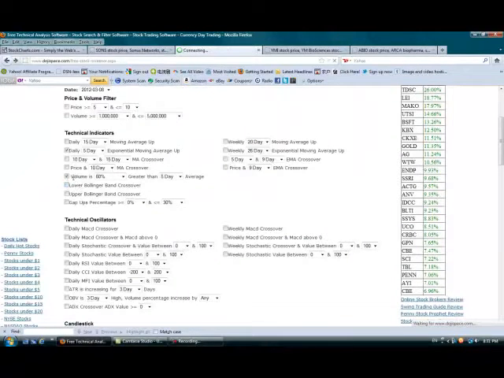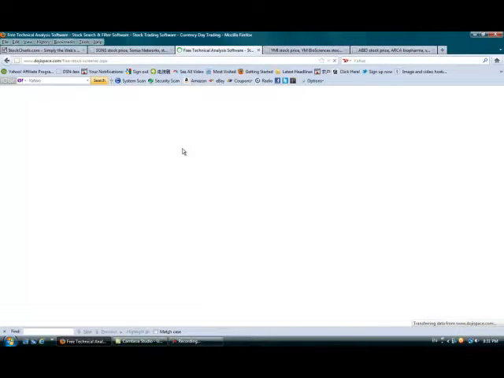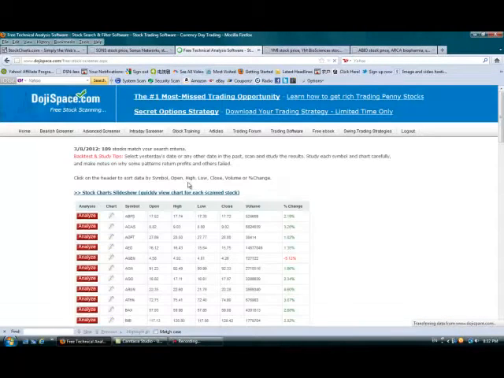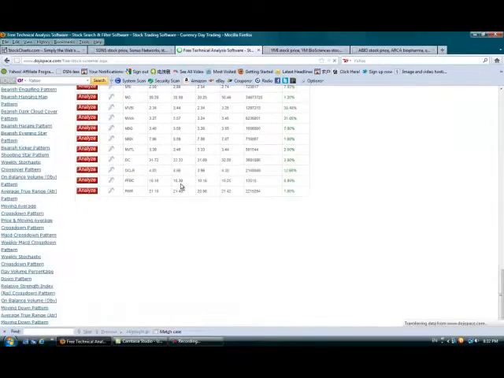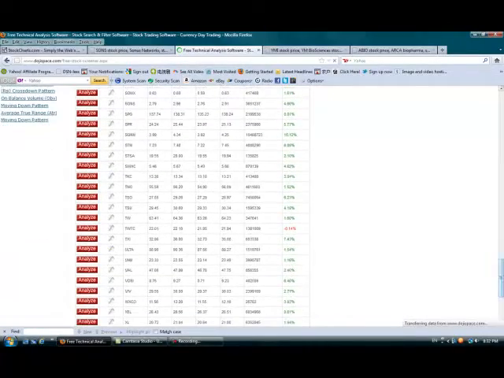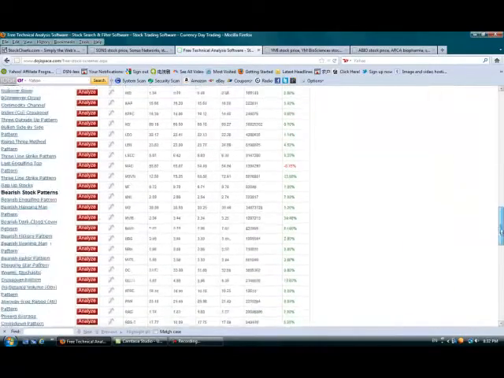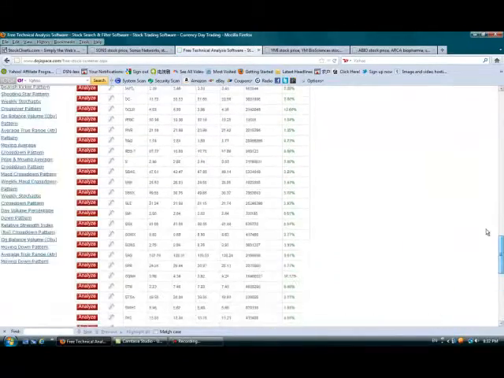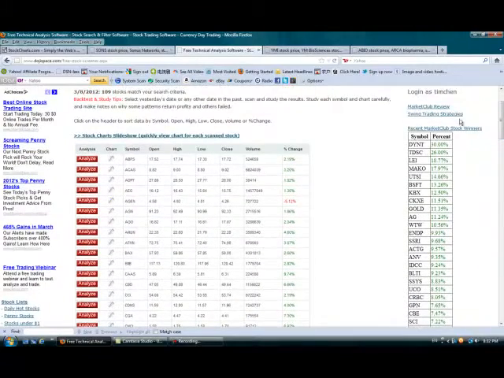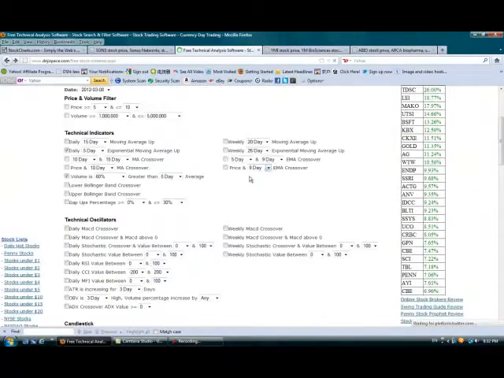Okay, this has finished loading. Yeah, see, there are a lot of stocks matching, because the search criteria that we used are a little bit too broad. That's why we get a lot of results. Let's narrow down the search a little bit.